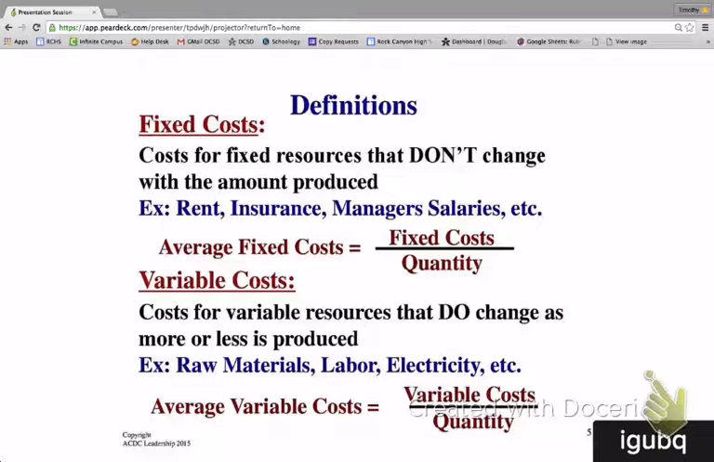So these costs change with the quantity that we produce. If we produce more, these costs go up. If we produce less, these costs go down. And of course, if we spread these costs amongst all of the units that we're producing, then we get average variable costs, which is variable costs divided by the quantity.